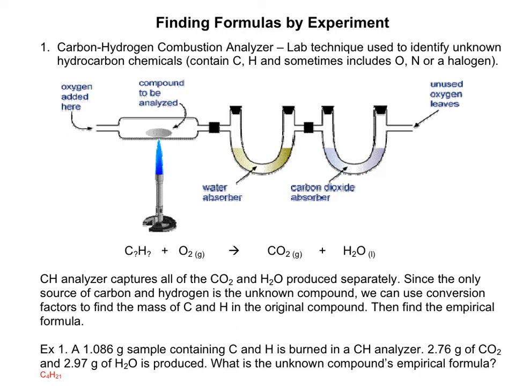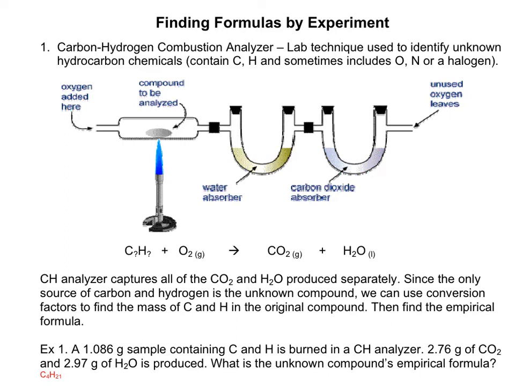It's a lab technique used to identify unknown hydrocarbon chemicals. So they mainly contain carbon and hydrogen, and sometimes can include oxygen, nitrogen, or a halogen. What we do is we set up a container where we're going to do a complete combustion reaction of the hydrocarbon. This will represent our balanced chemical equation, where we don't know what the ratio of C and H or any other elements in the original unknown compound.